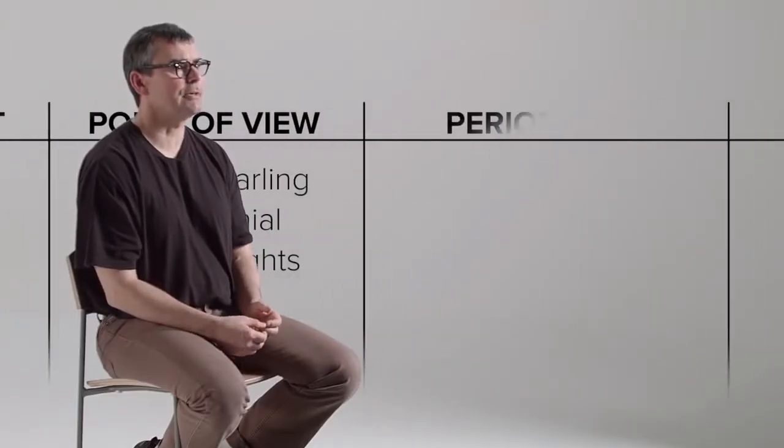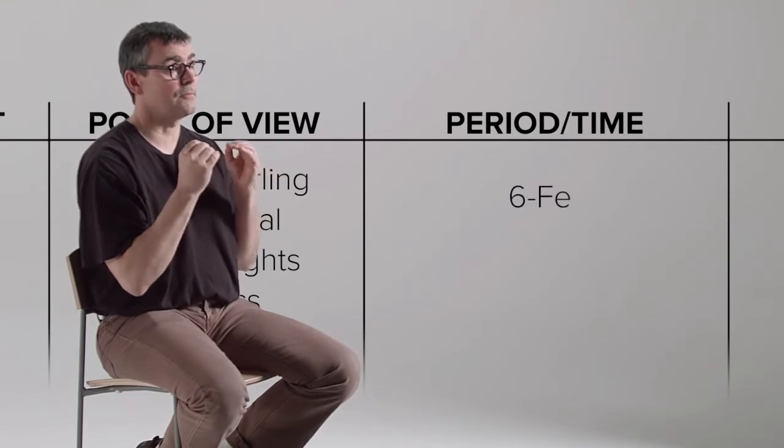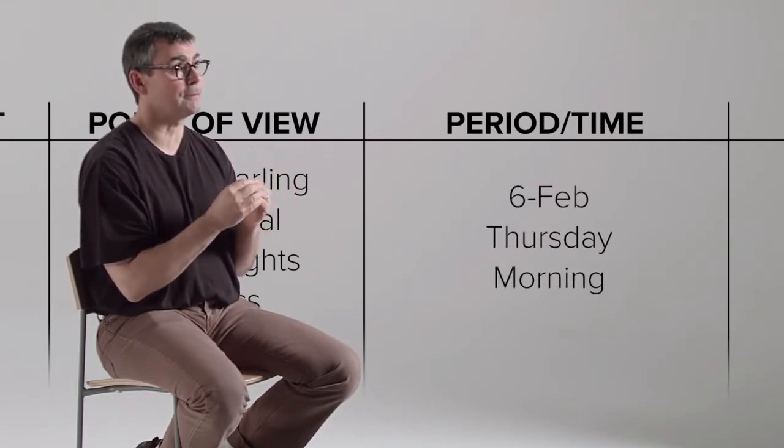The next column is the period of time. And this is important for tracking continuity. Have you ever been to a movie and you see somebody smoking a cigarette in one scene and they cut and the next thing they have a glass of vodka? That's a continuity problem. And you don't want that to happen in your book. So the next series of columns are all about making sure that the continuity in your storytelling is consistent. So in the first scene of The Silence of the Lambs, the period of time is February 6th, and it's a Thursday morning.